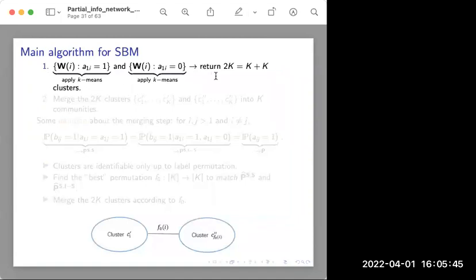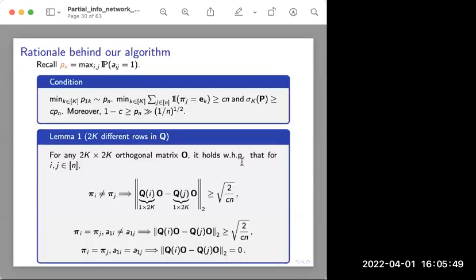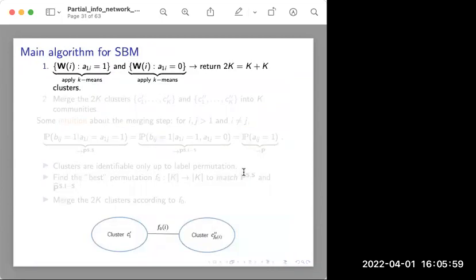So this, then, is our main algorithm. What we showed earlier suggests that we should treat the neighbors and non-neighbors separately, because we don't get to see Q, we only get to see W from the observed B. So now we apply k-means clustering to the neighbors and to the non-neighbors separately. This will give us 2k clusters, k clusters for each side.